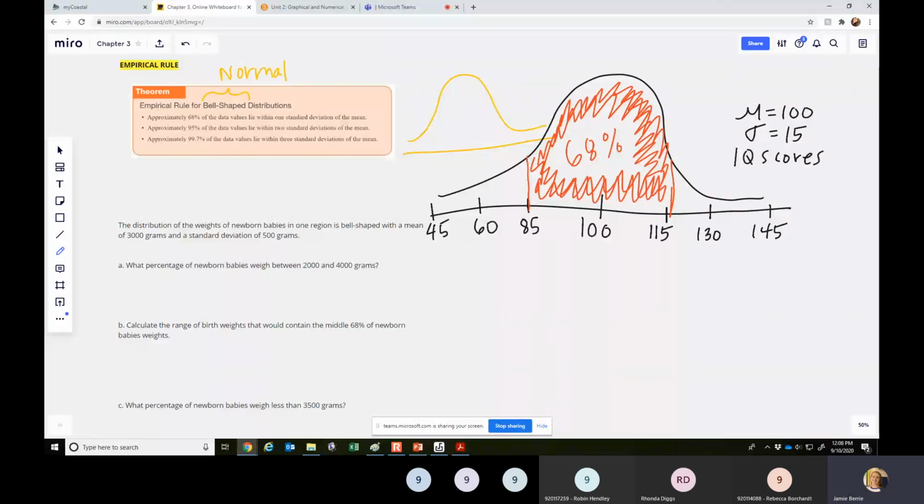The next part of the empirical rule says that 95% of the class would have an IQ between 60 and 130. All right, so let's change colors again. So they're saying that 95% of the class would lie in this range. And the green is, again, 95%.